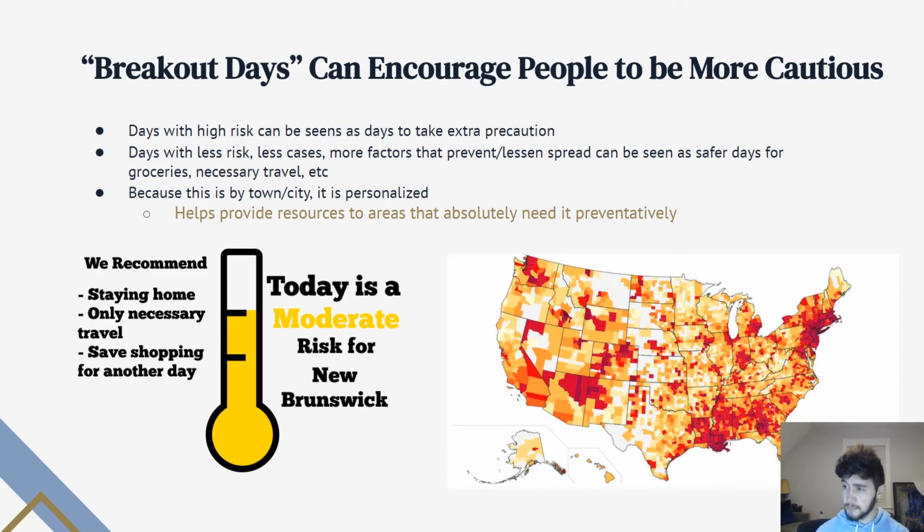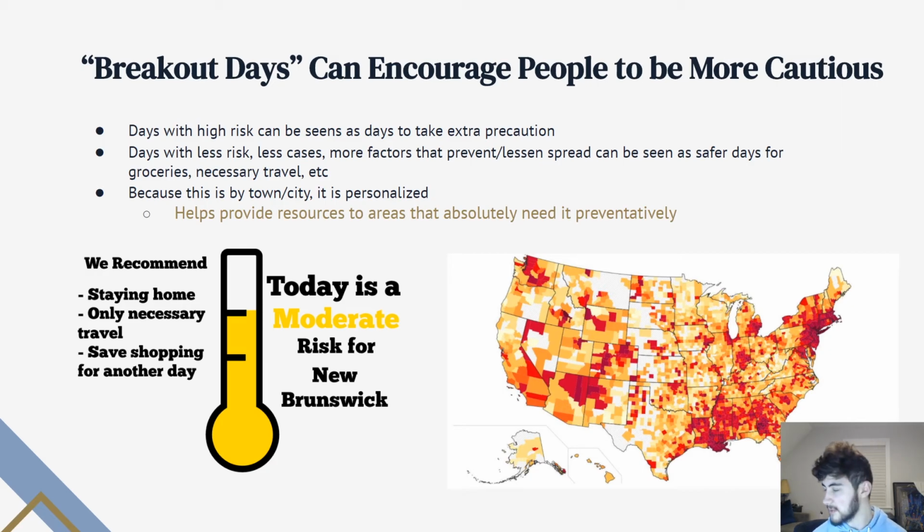You can have these things called breakout days, right? Days with high risk, like the 10 cases on that one day, can be seen as days to take extra precaution. Days with less risk and less cases, more factors that are used to prevent or lessen the spread, can be seen as safer days for groceries or necessary travel, right? But this is the critical part. Because of this, because of how personalized it is to towns or cities, we can provide resources to those areas that need it absolutely preventatively, right?